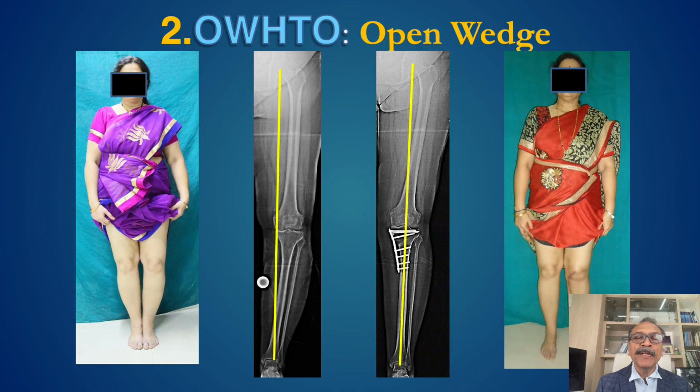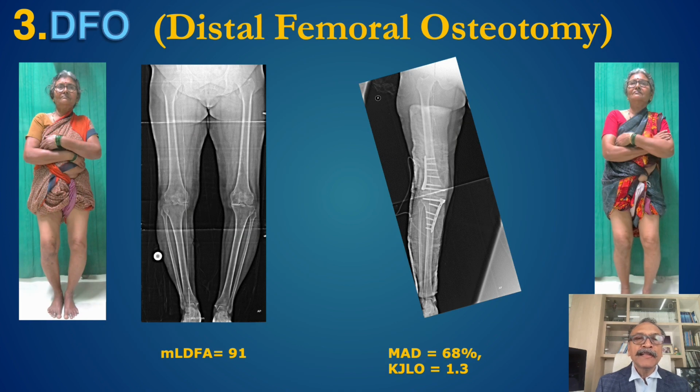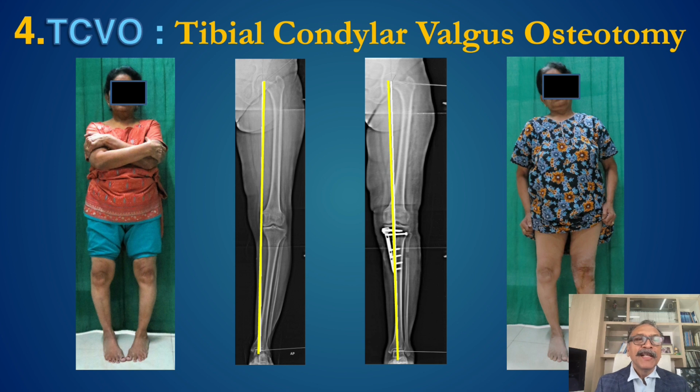The second is the opening wedge high tibial osteotomy with the Tomofix system, which is ideal, which I have been doing since the year 2009. The third is the distal femoral osteotomy, which has now come into vogue and is very popular of late, and is prescribed for all large deformities with MAD greater than 0, and I'd like to place this in its true perspective. The fourth, fifth, and sixth ones are newer osteotomies.